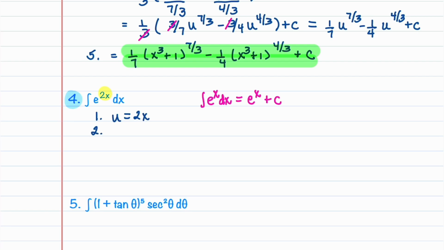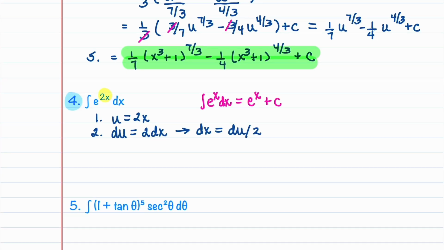Now we can go ahead and find du. du is just 2 dx, and this gives us that dx is equal to du divided by 2. Now we're going to substitute u and dx back up into our integral. This gives us the integral of e to the u times dx, which is du divided by 2. We can go ahead and integrate this. The integral of e to the u is just e to the u. So we have 1/2 e to the u plus c.